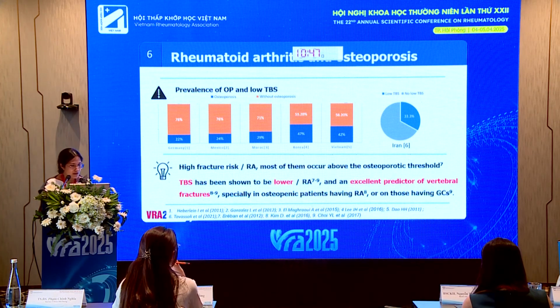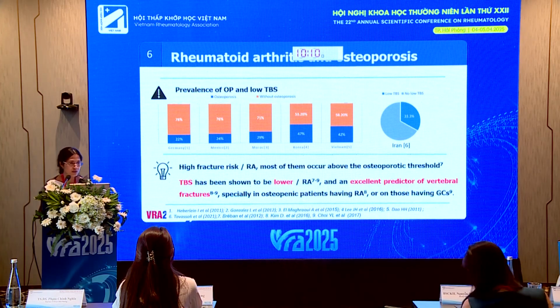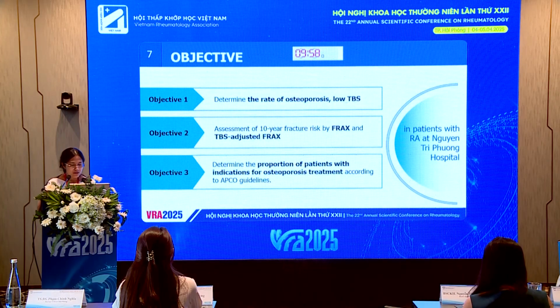And we know some data about rheumatoid arthritis and osteoporosis too. Bone damage is one of the most significant extra-articular manifestations of rheumatoid arthritis, driven by chronic inflammation leading to increased bone loss. We have the prevalence of osteoporosis in some studies, shown here, and one study of the prevalence of low TBS. We also consider there is a high fracture risk in RA patients. Most fractures occur above the osteoporotic threshold, and TBS has been shown to be lower in RA and is an excellent predictor of vertebral fracture, especially in osteopenic patients having RA or those on glucocorticoids. To address this, my study focused on three key objectives that aim to improve fracture risk prediction and indication for treatment in RA patients.